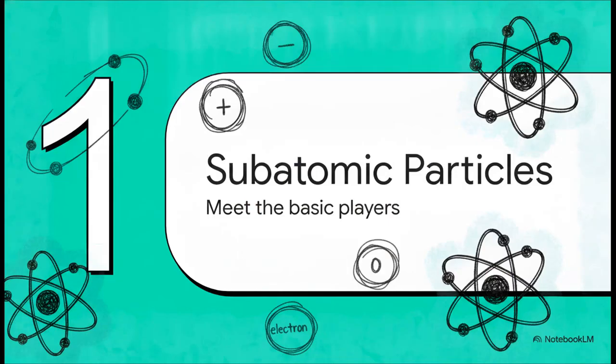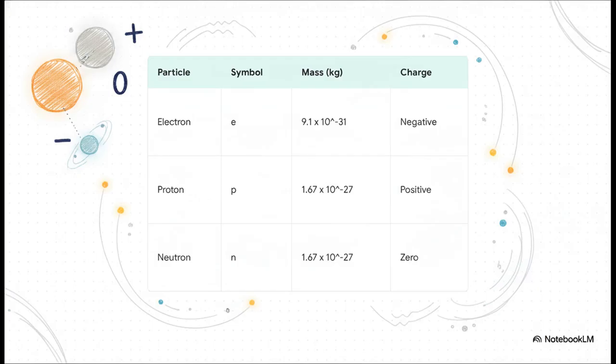Section 1. Meet the subatomic particles. To really understand the atom, we have to look at the absolute smallest scale and meet our three main characters. Protons and neutrons, those are your heavyweights. They carry almost identical mass, right around 1.67 times 10 to the negative 27th kilograms.